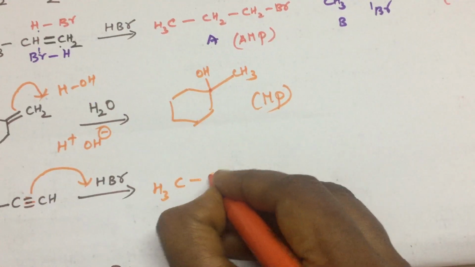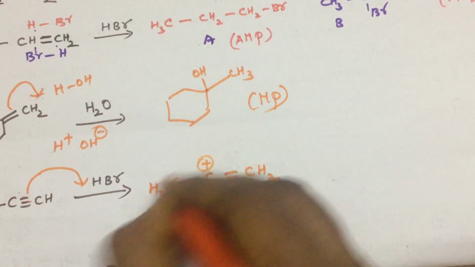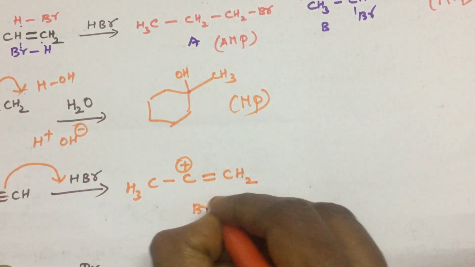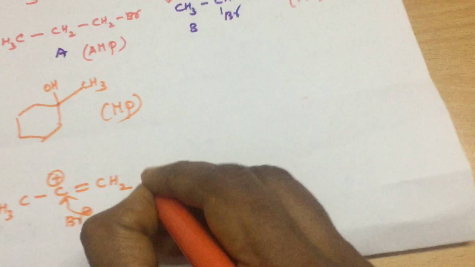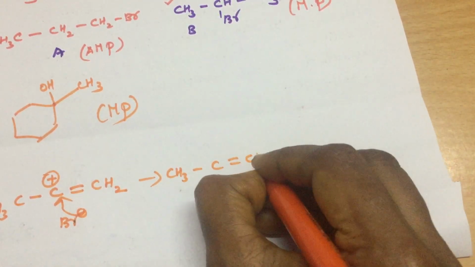So CH3, C double bond CH2. A carbocation will be formed here. So what happens? Your bromine will come and attack here. So CH3, Br double bond CH2.